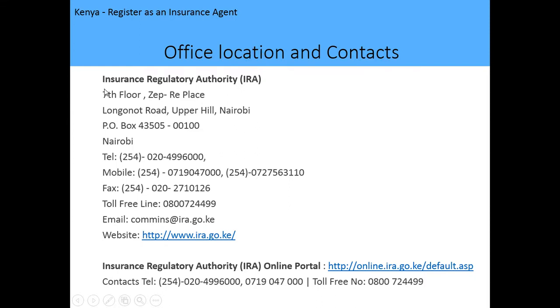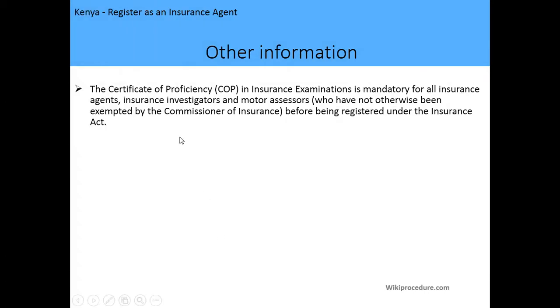The IRA is located at Longonot Road, Upper Hill, on the 7th floor of Zep-Re Place. You can visit them at www.ira.go.ke. Other information is that the certificate of proficiency in insurance examination is mandatory for all insurance agents, insurance investigators and motor assessors before being registered under the Insurance Act. You are supposed to take the examinations or get exemptions.